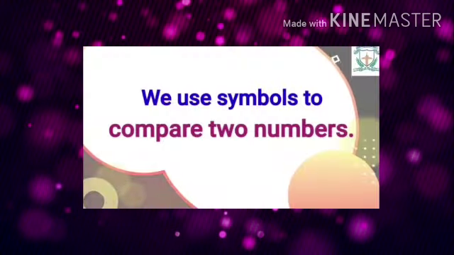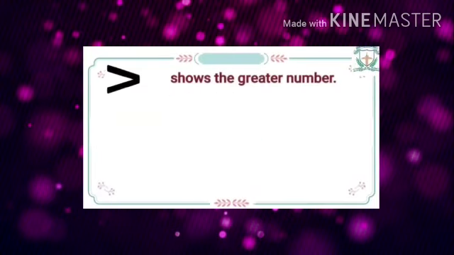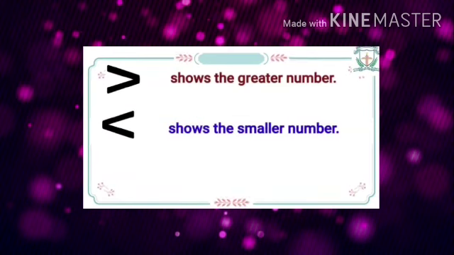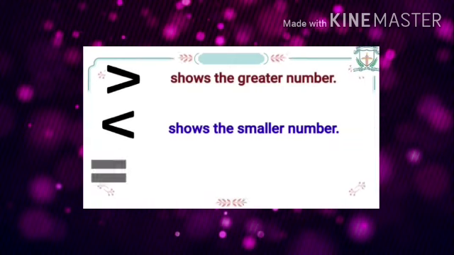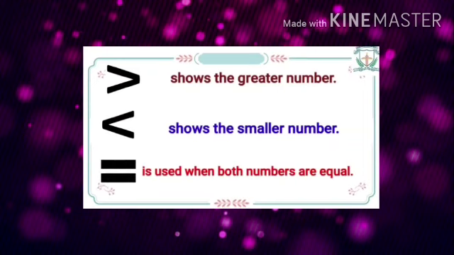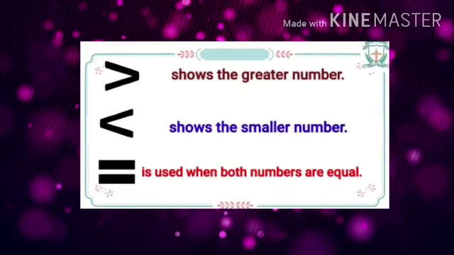To compare numbers, we use three symbols. The first symbol shows the greater number. The second symbol shows the smaller number. The third symbol is used when both the numbers are equal.